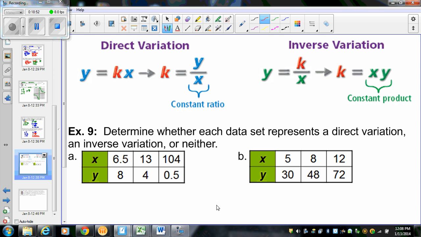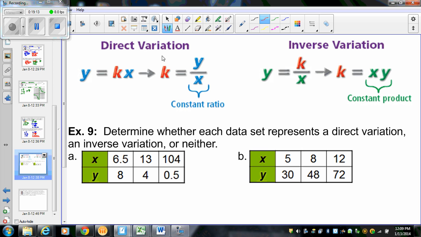Okay, one more thing we're going to look at is how can you look at a table and tell whether it's direct variation or inverse variation? So with these, you're given both the x and the y, but you don't know the k value, and you don't know whether it's a direct relationship or an inverse relationship. So this is how you can check it.